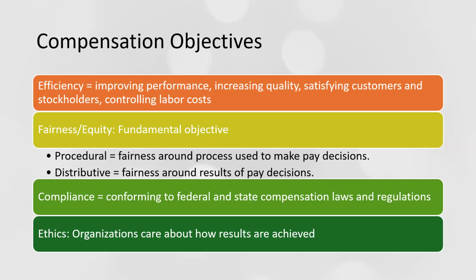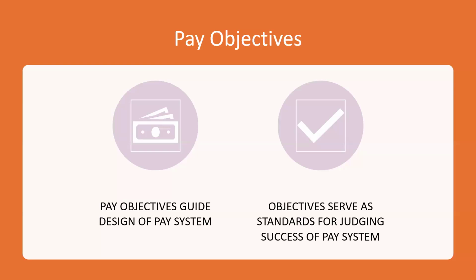And then finally, ethics. Ethics is really about how employees are meeting the strategic objectives or goals of the organization, and organizations care about how results are achieved, because if you're doing something in an unethical way, not only will it likely result in not meeting your strategy goal or objective, at least in the long term, but it can actually lead to business failure because you might have corrupt business practices. You might be out of compliance, for example, with federal and state compensation laws. So ethics really matters, and we'll talk about that throughout the semester as well.